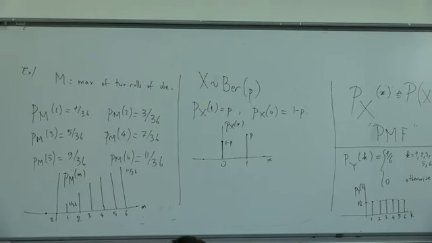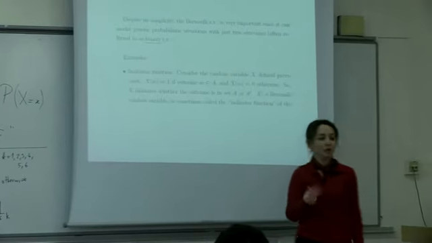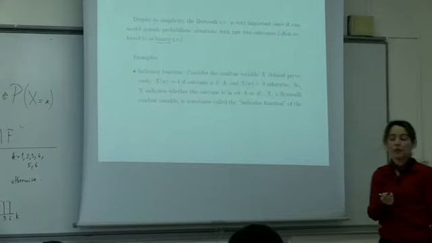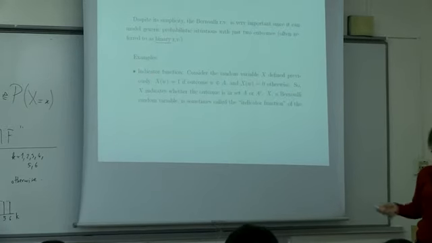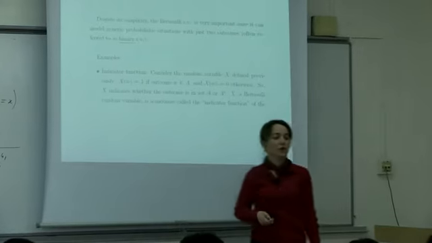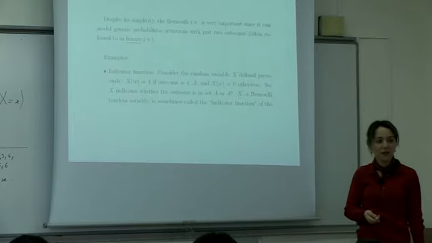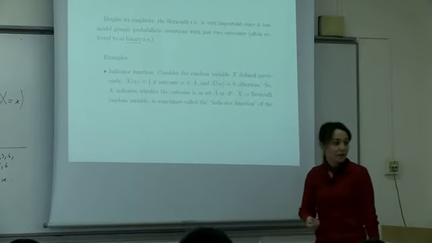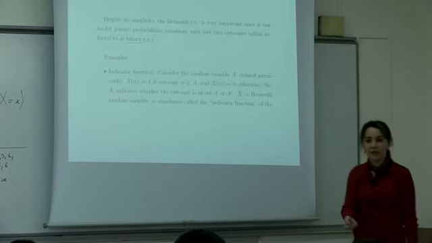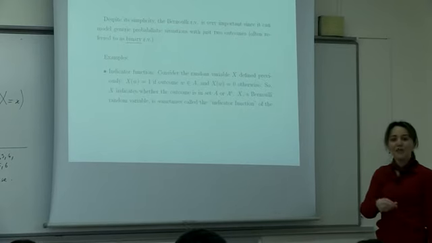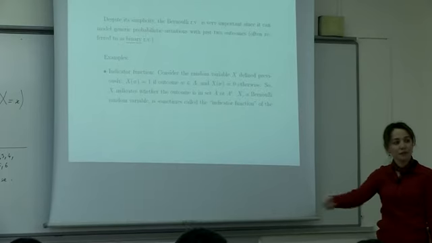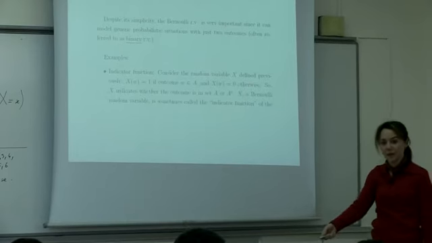So, despite its simplicity, the Bernoulli random variable is very important. Since we can describe a lot of generic probabilistic situations that happen to have two outcomes that we care about. Okay? Examples. Indicator function of an event A. Remember, we had an example of a radar trying to decide whether there's an airplane or not. A could be the event that there's an airplane. A complement would be no airplane. The random variable X could be the indicator function of A. So X is 1 if A happens. X is 0 if A does not happen.